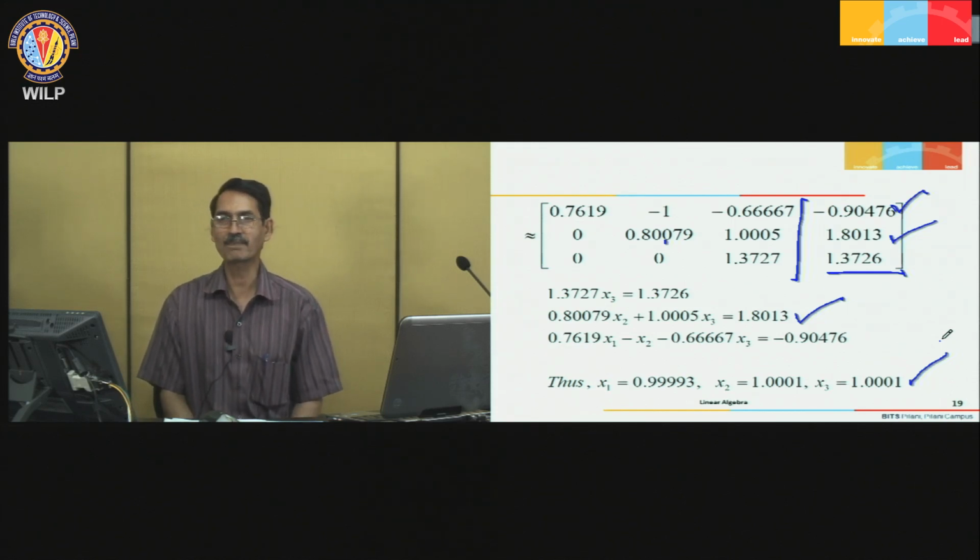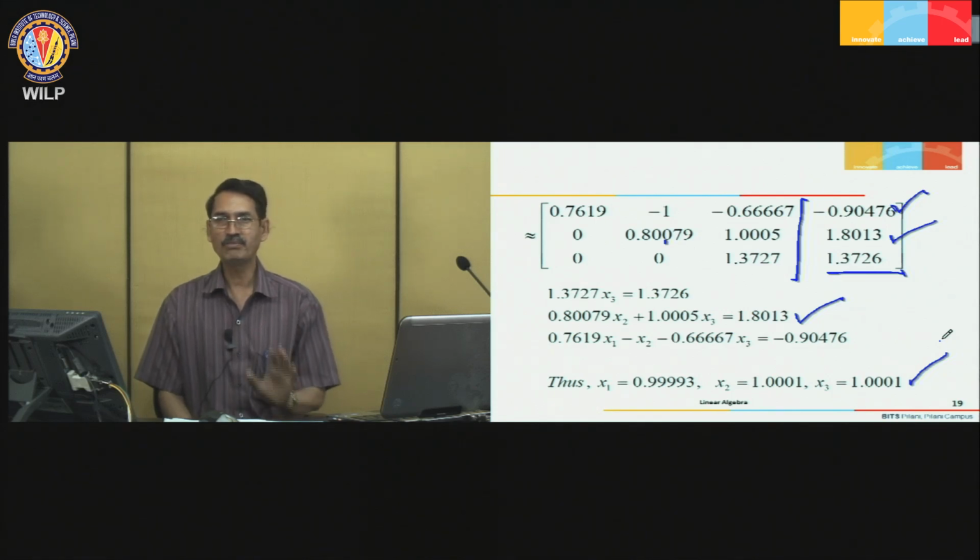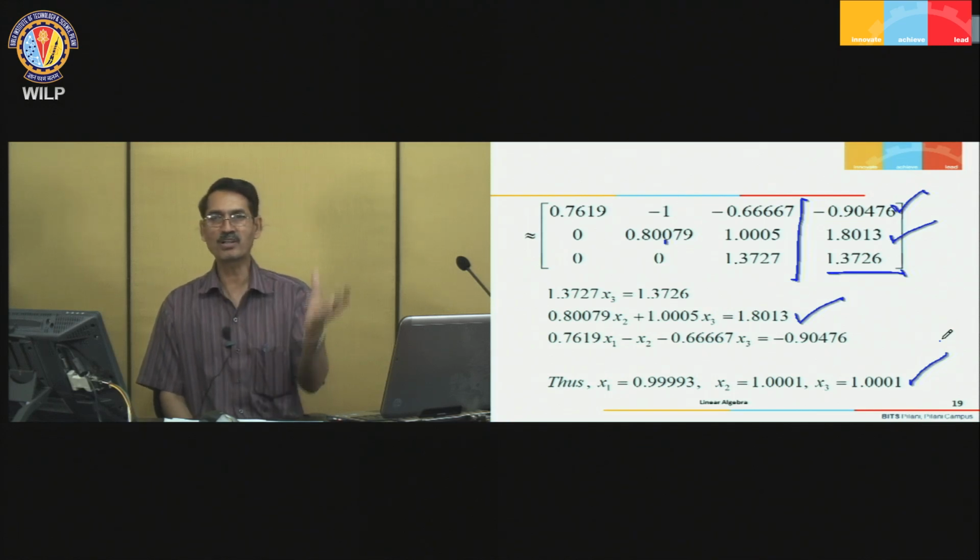The question arises: what happens if we do not use scaling? If we do not use scaling, then again we shall get an approximate solution, but this solution may not be very, very close to the exact solution. So, let us see what happens if we are not using scaling, or if we are not normalizing the matrix A.